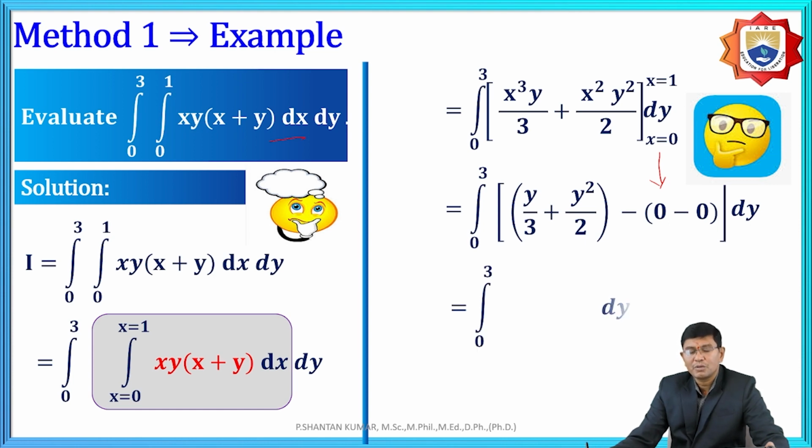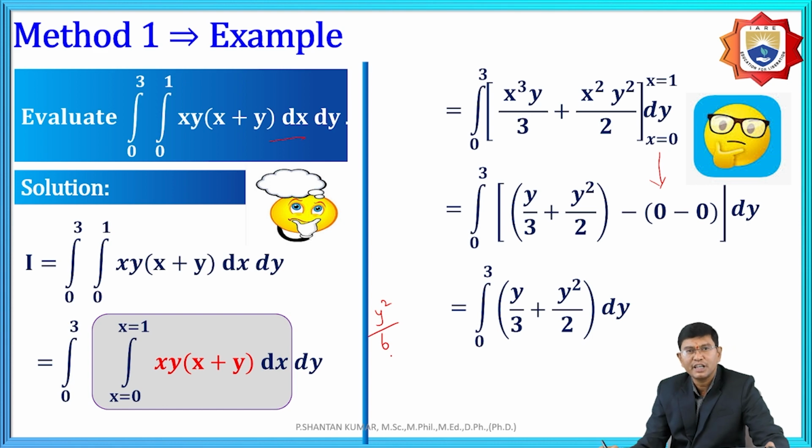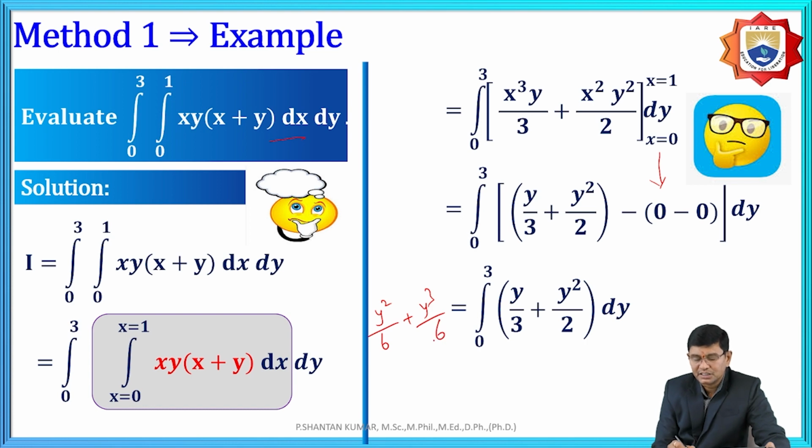And here the problem is 0 to 3 of y by 3 plus y square by 2. Once again, we need to integrate with respect to y. The first term changes to y square by 6, because of the already existing 3, so 3 into 2 is 6, plus the rest, y cube by already existing 2, that is 2 into 3, which is also 6.